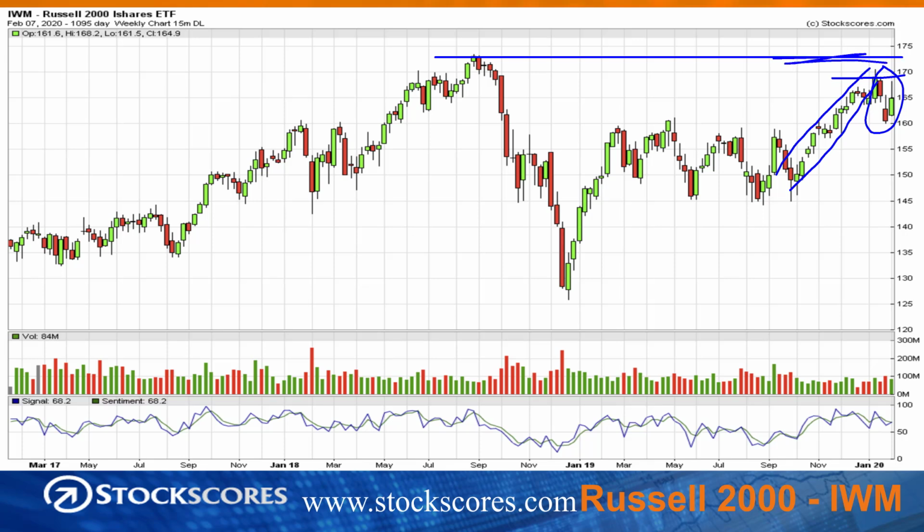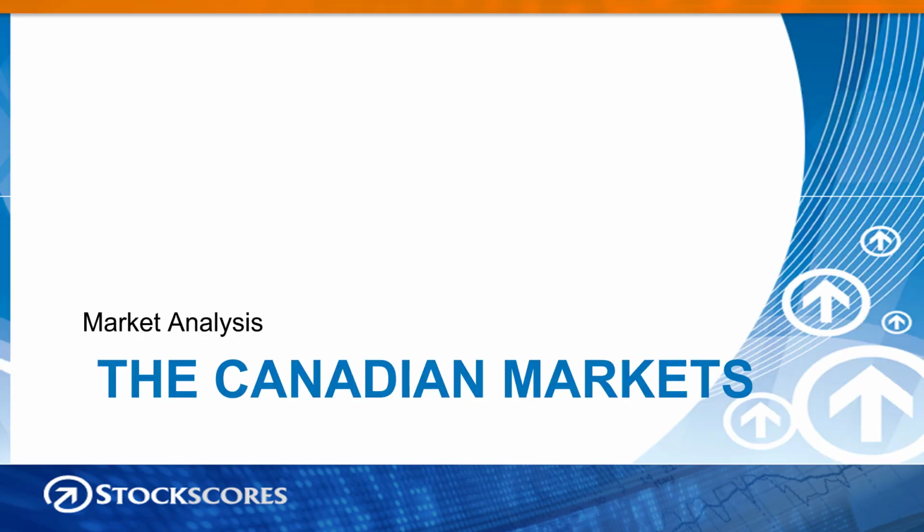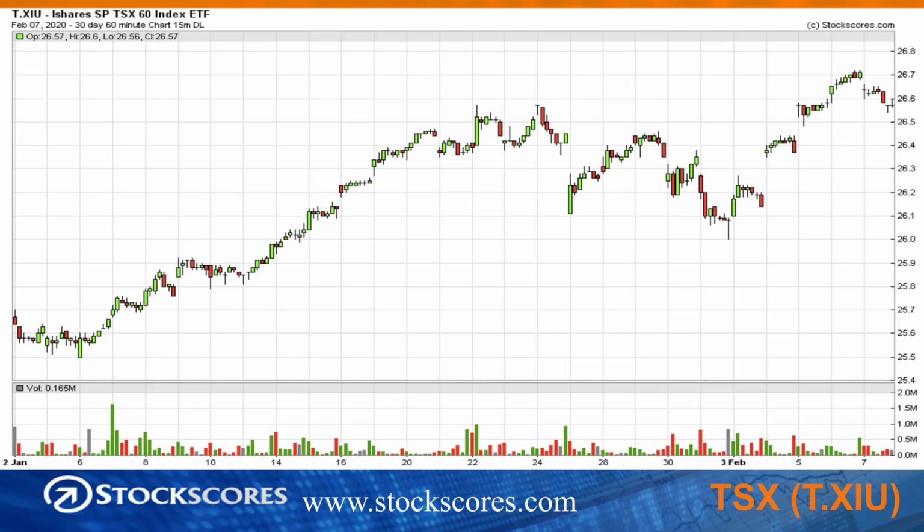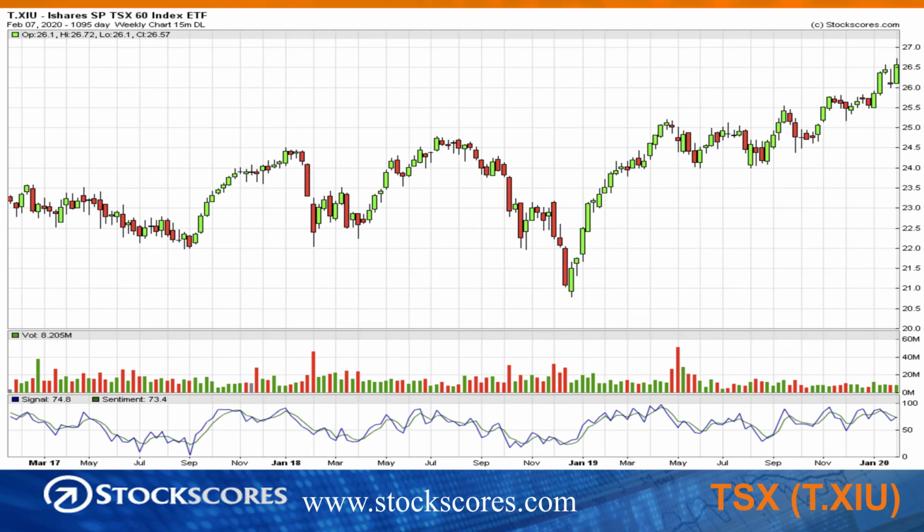On to the Canadian markets, and the TSX, very similar to the S&P 500. It broke its pullback here. We started into that upward trend, and then on Friday we broke that. So we could see a little bit of a pullback early next week, but generally speaking, the buyers are still in control, and you can see that when we look at this longer term chart.